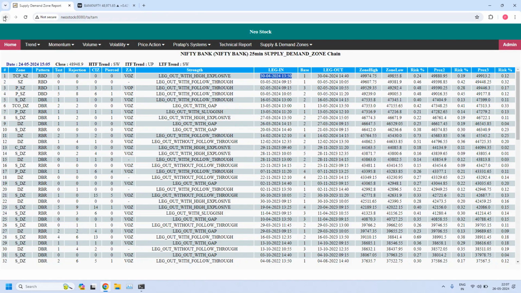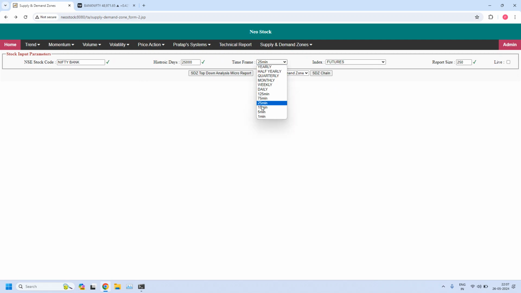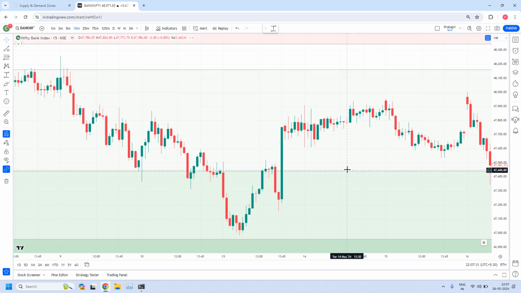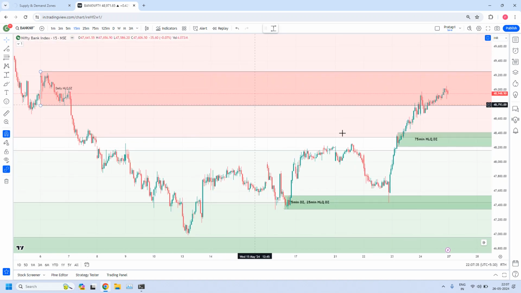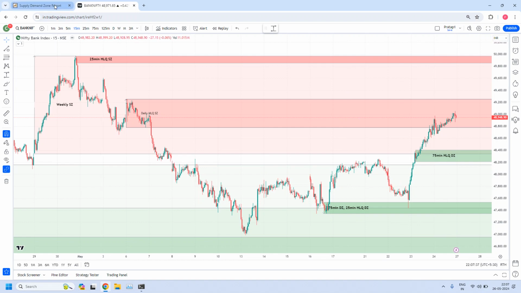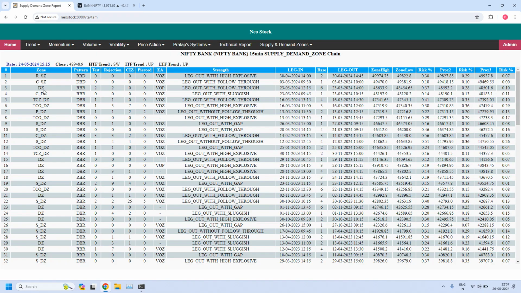So this is about 25. Now we move on to the 15 minutes time frame, generating the chain. Here also I am changing the time frame to 15 minutes. So in 15 minutes we have two high liquidity supply zones. Here we have one high liquidity demand zone also.